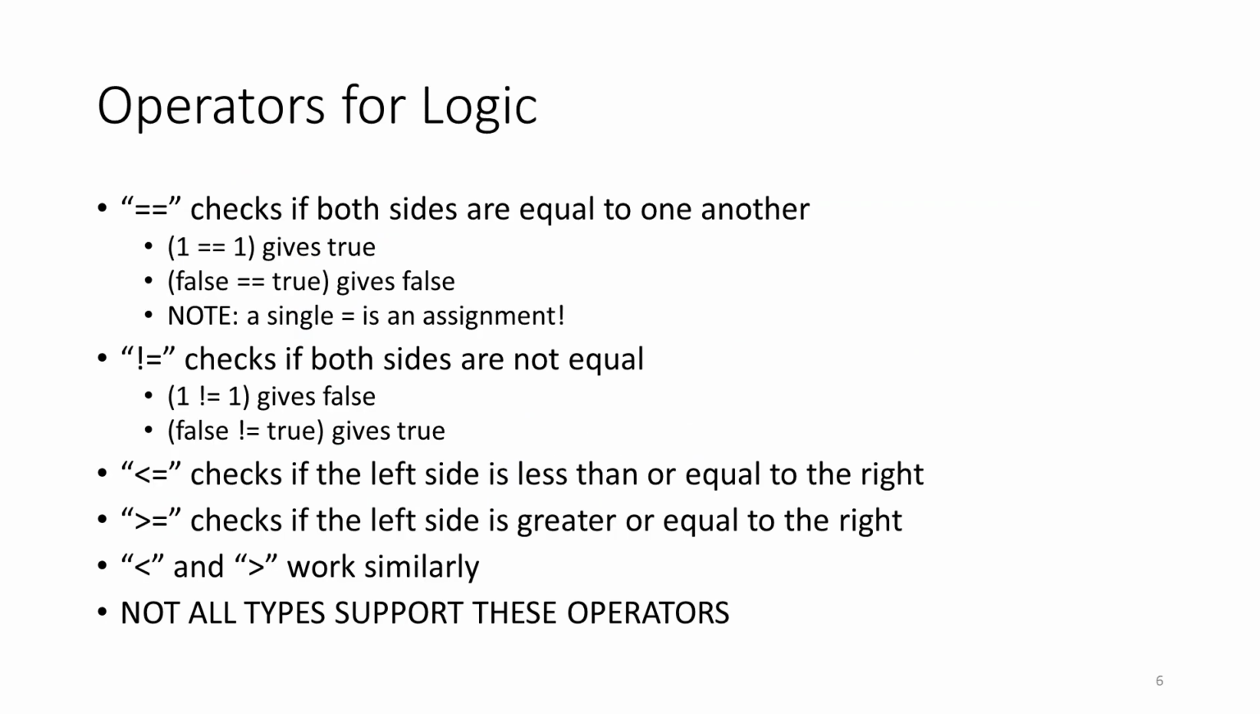Next up are operators for logic. Operators for logic are things you will find you use a lot when programming games. Typically, you use these in if statements to help determine whether to run a block of code or not. The == checks if both sides are equal. If both sides are the same, it evaluates to true. Otherwise, it evaluates to false. Remember that a single equals is an assignment and not a comparison.